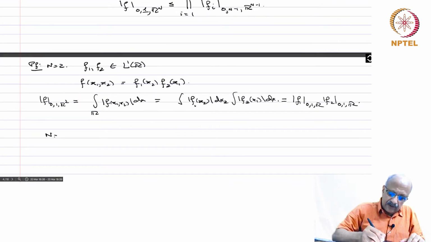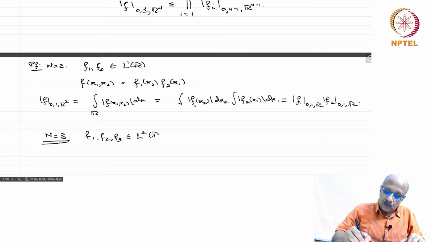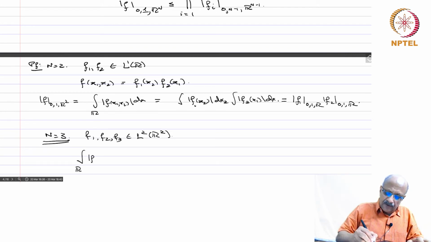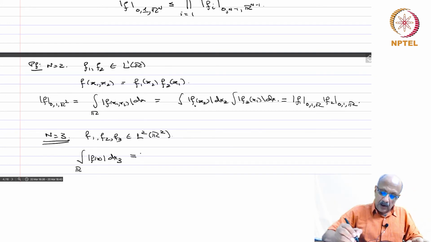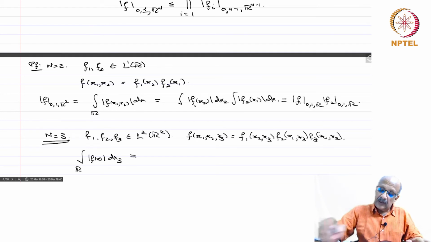Let us look at n equals 3. So, you have f1, f2, f3 belonging to L^2 of R^2. So now let us look at the integral over R of mod f of x dx3. I am just going to integrate with respect to the third variable. Now what is f of x? f of x1, x2, x3 is f1 of x2, x3, f2 of x1, x3 and f3 of x1, x2. We are suppressing the corresponding variable.